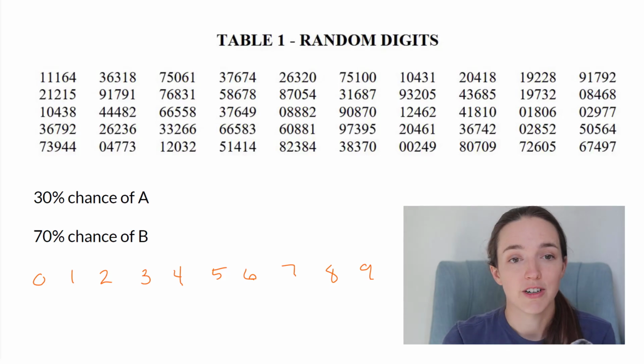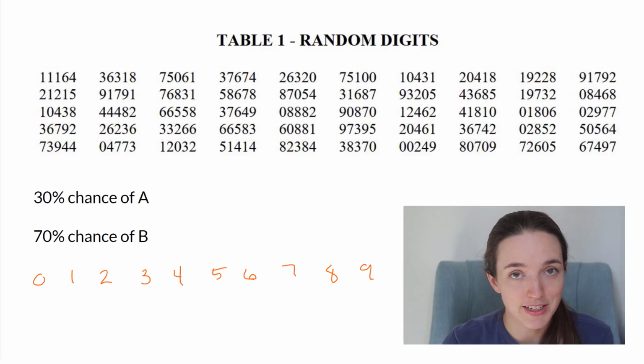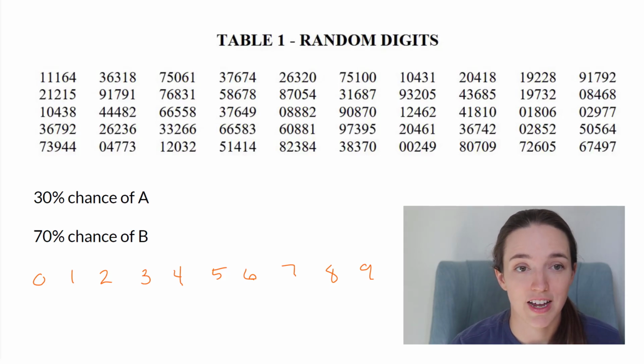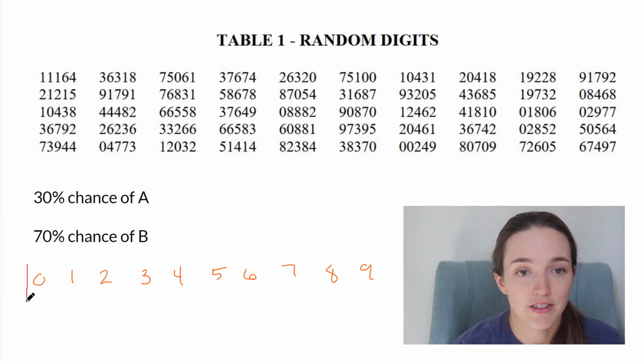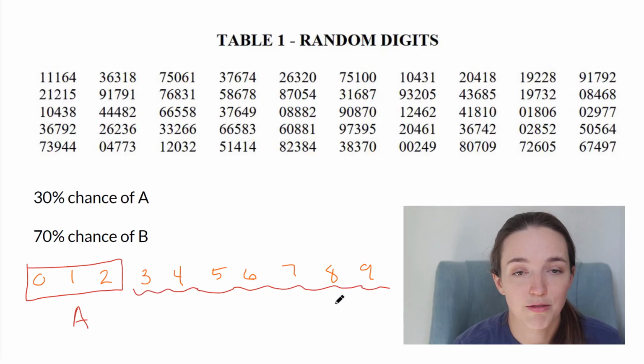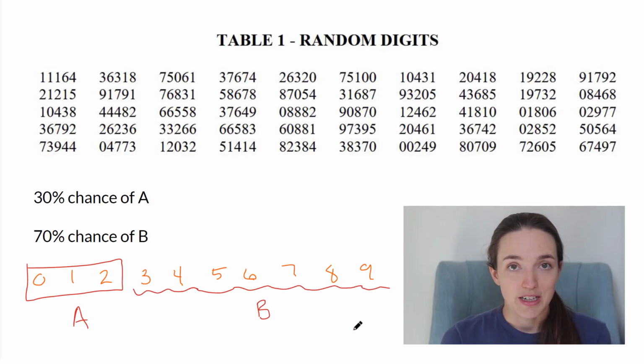So I have the numbers 0, 1, 2, 3, 4, 5, 6, 7, 8, and 9. That is 10 digits total. I know it seems like it's going to be 9 digits, but remember 0 is one of our digits, so this is 10 digits. 30% of these digits need to represent A. So of these 10 digits, I'm going to have the first 3, 0, 1, and 2, represent A, and I'm going to have the last 7 represent B. So as we go through the table, if we get a 0, 1, or 2, that'll be A, and if we get anything else, it'll be B.